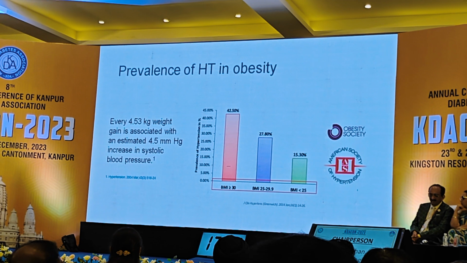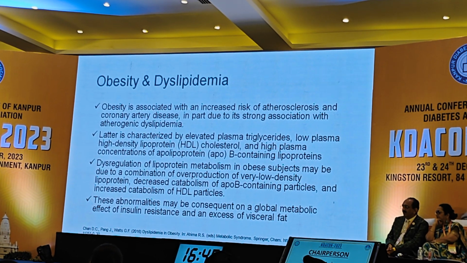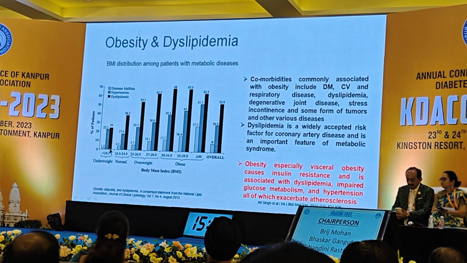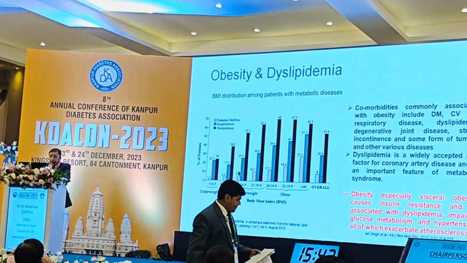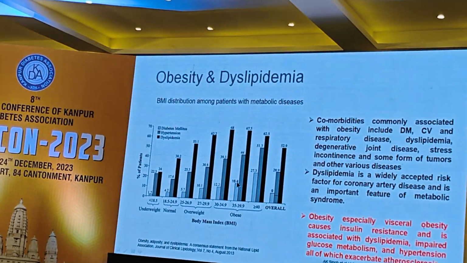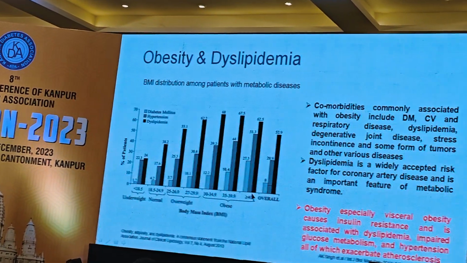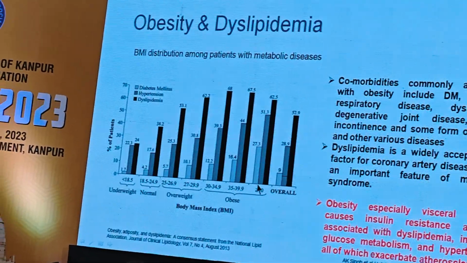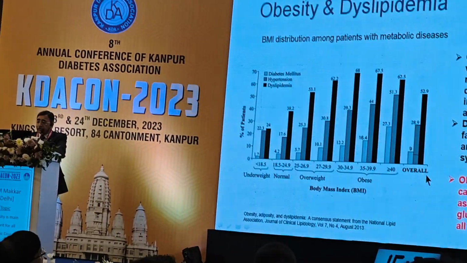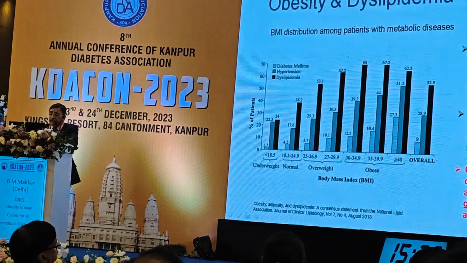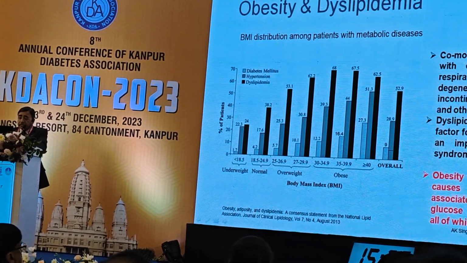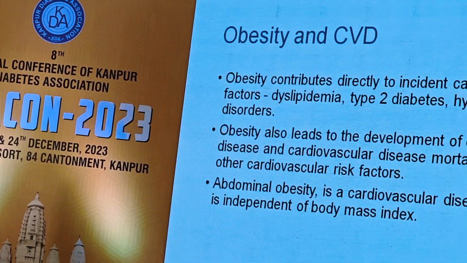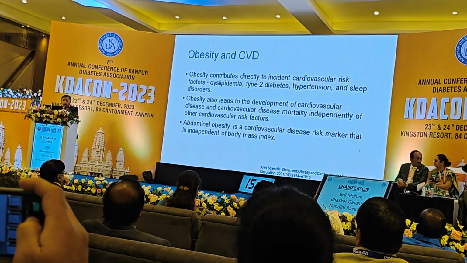Now, this slide shows that as the BMI starts going up, the coronary artery disease risk increases, and partly it is due to the strong association with other risk factors. As the BMI starts going up, can you see the cursor? Dyslipidemia, hypertension and diabetes all go on increasing. And these three are the most important core determinants for increasing the risk of cardiovascular disease. So obesity, especially visceral obesity, causes insulin resistance and is associated with dyslipidemia, hypertension, abnormal glucose metabolism, and diabetes.